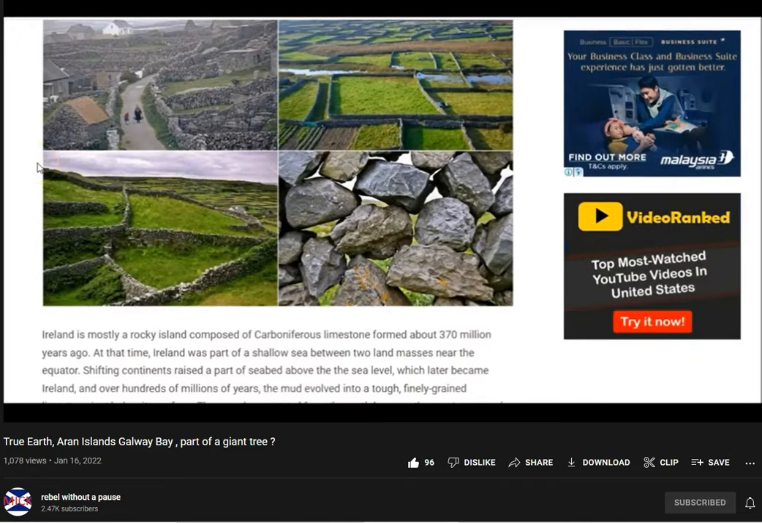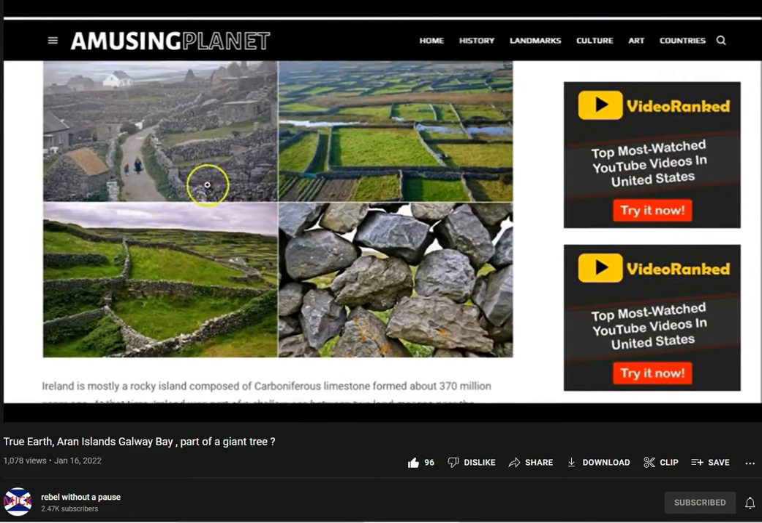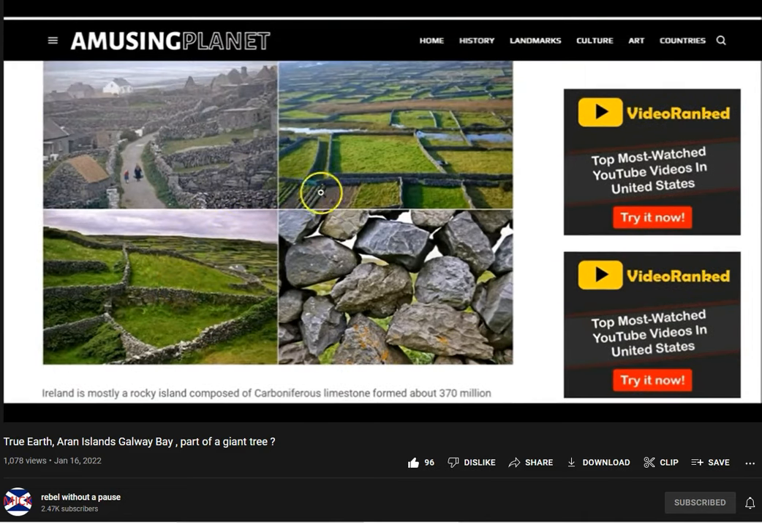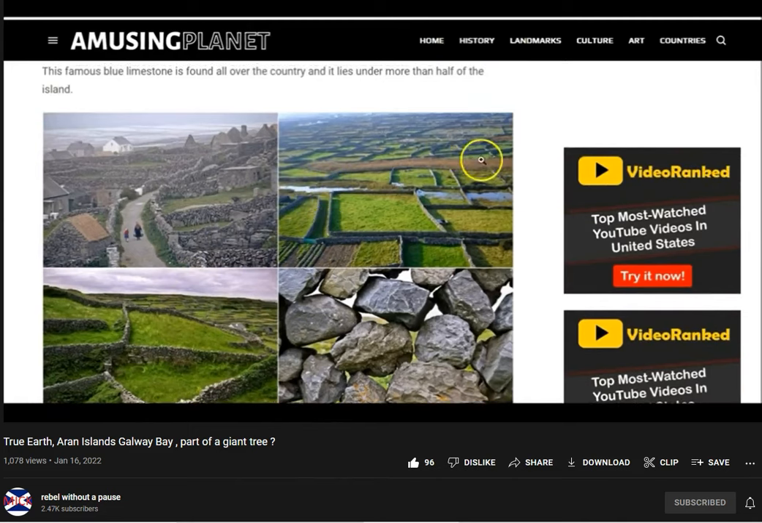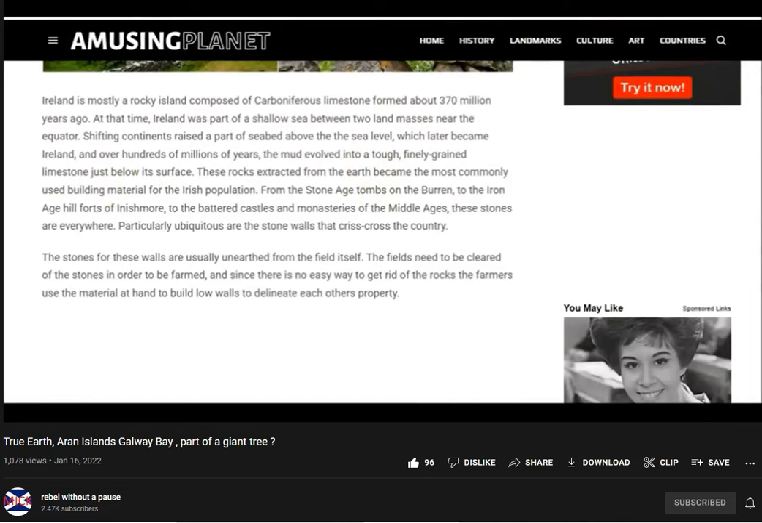Right, so you see a lot of grass, you don't see a lot of crops. I don't see many. This is about it. Right, that's marshland. Right, so Ireland is mostly a rocky island composed of carboniferous limestone, formed about 300 million years ago.